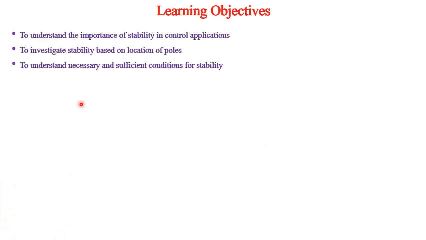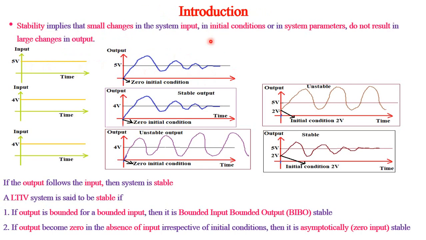The learning objectives of this presentation are to understand the importance of stability in control applications, to investigate the stability based on the location of closed loop poles, to understand the necessary and sufficient conditions for stability. Stability means small changes in system input, initial conditions, or in system parameters do not result in large changes in output.